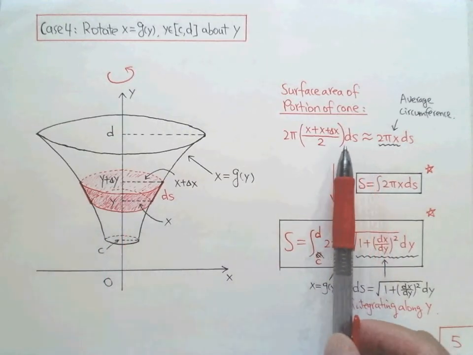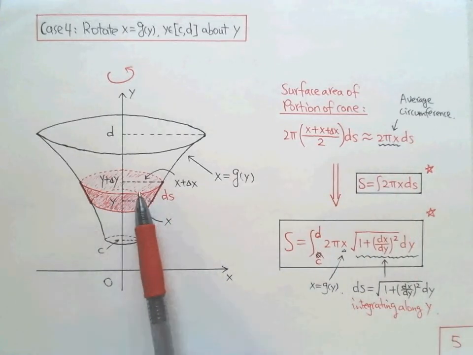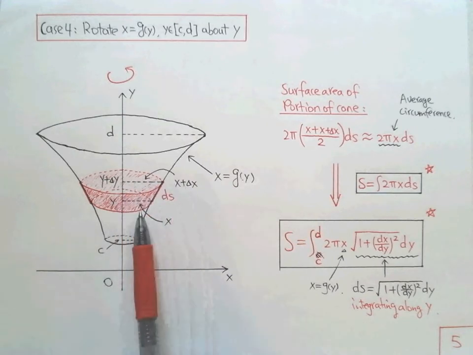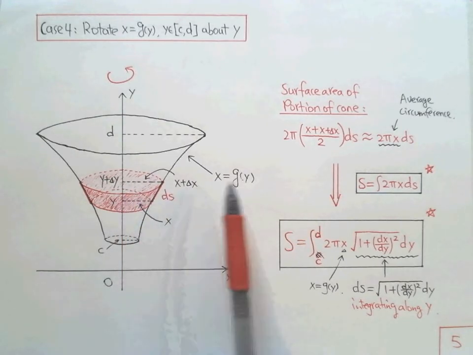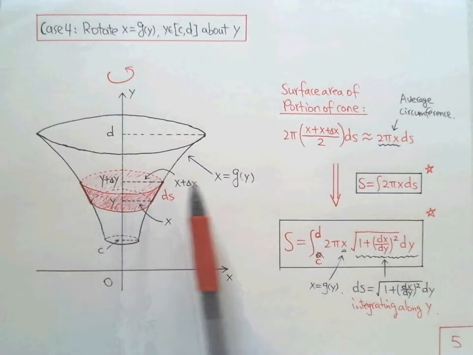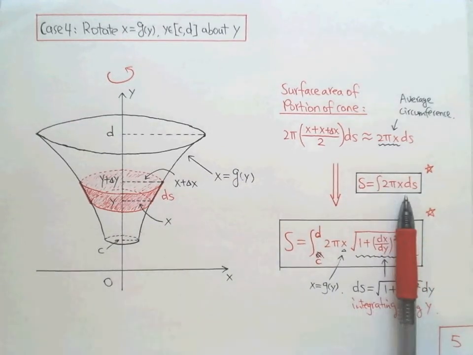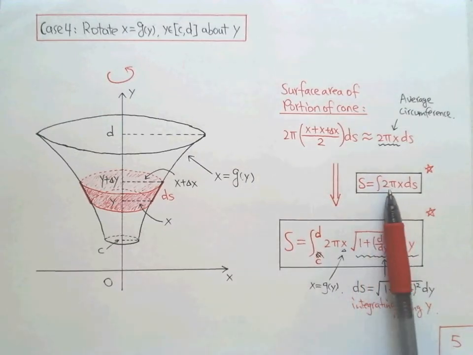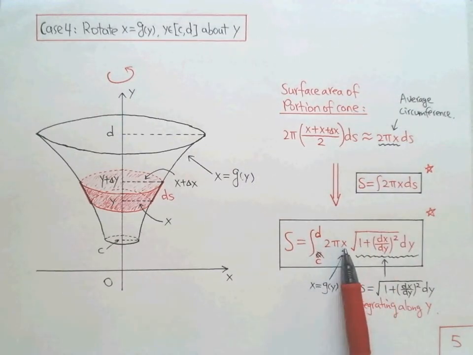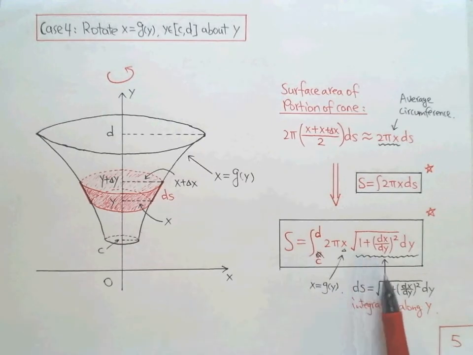We get a portion of a cone, and then what is the area of this piece? 2 pi x, average circumference. Keep in mind, this is x, this is x plus that x, to average, and the approximation is 2 pi x. Okay, average circumference times ds. ds is here. Do integration, that's the general formula. Keep in mind that this is x, no longer put x here. Why? Because we cut y, we need to do integration along y.